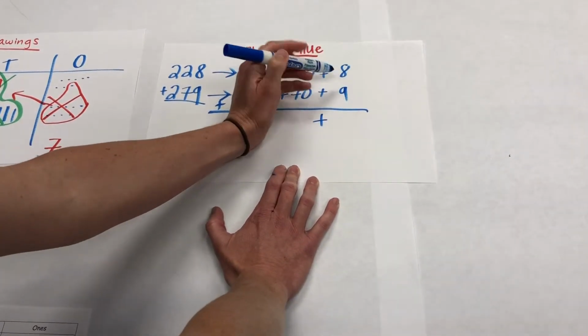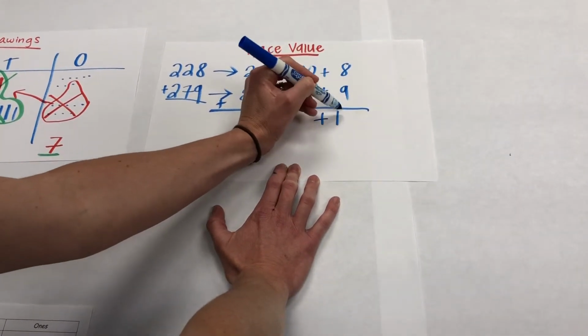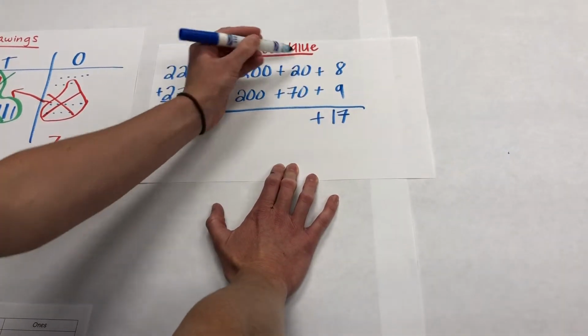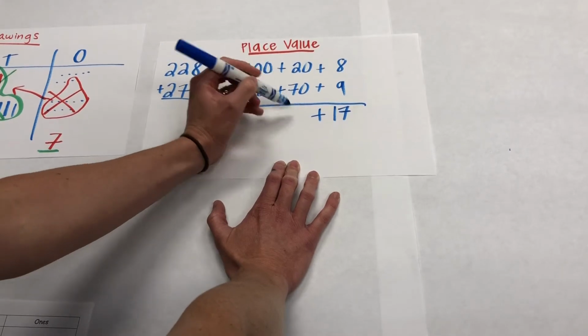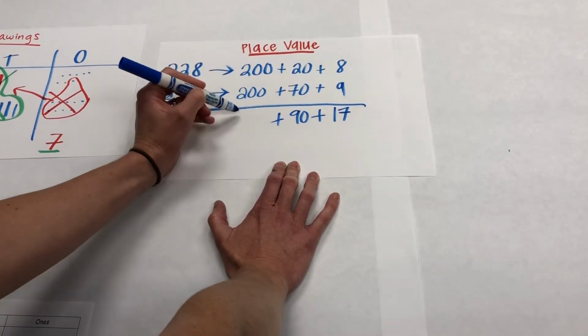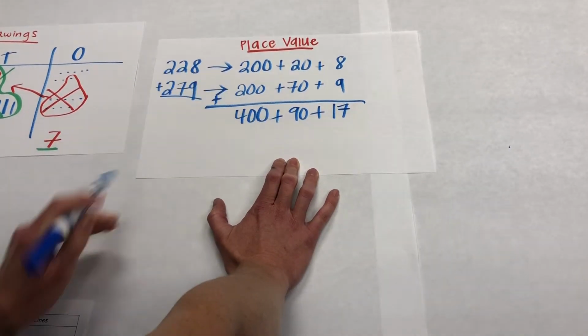So hopefully they know the doubles plus 1, or they know that 9 plus 8 is 17. They could draw if they needed to. And then we've got our 2 tens plus our 7 tens, which is 90. And then we have our 200 plus our 200, which is 400.